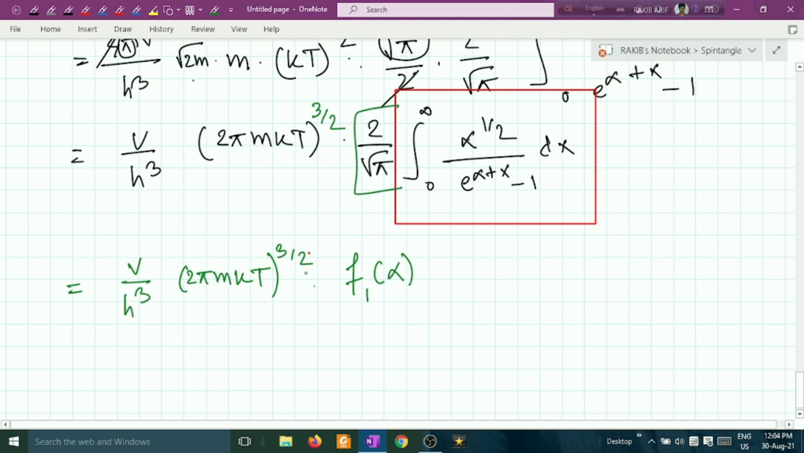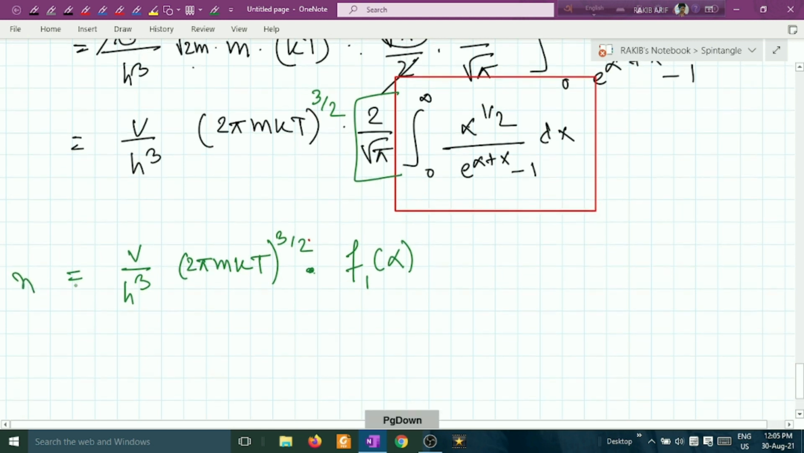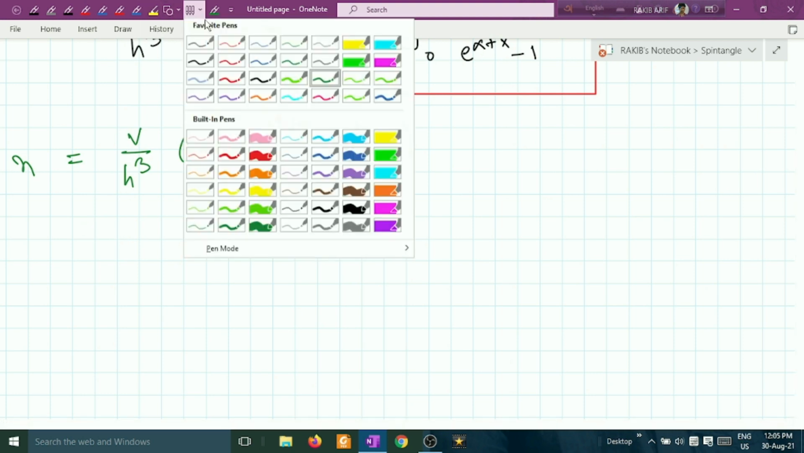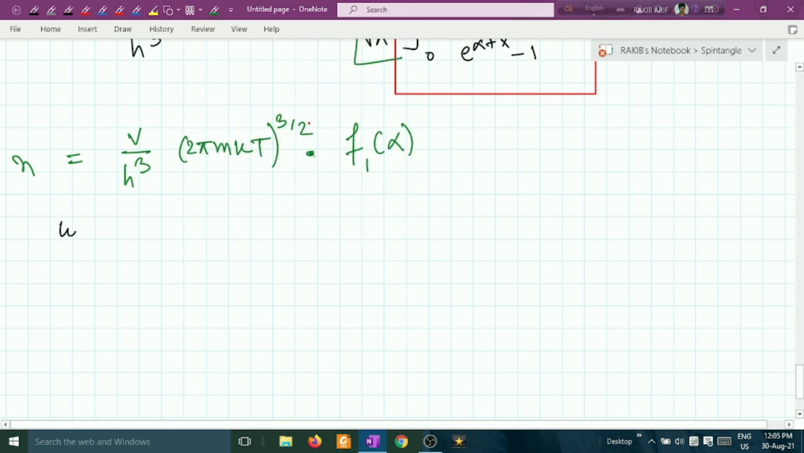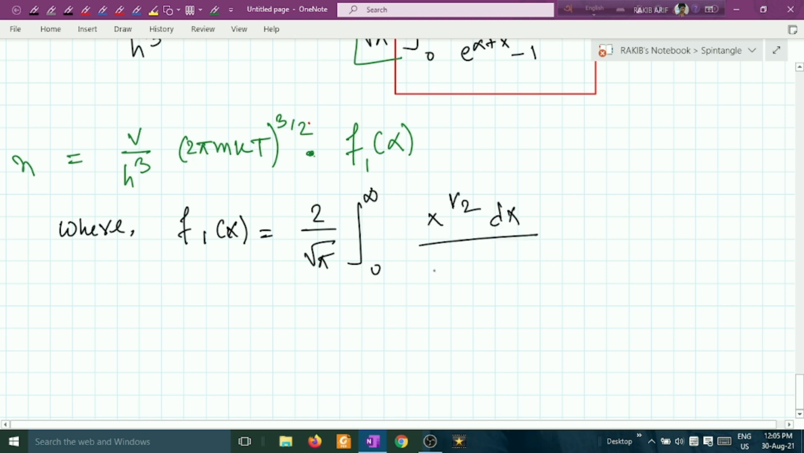Writing this thing just. Okay, this is the number of particles. Now just wait, where f1 of alpha is root 2 by root pi, 2 by root pi, and here it is 0 to infinity, x power half, and there is a dx, and e to the power alpha plus x minus 1.